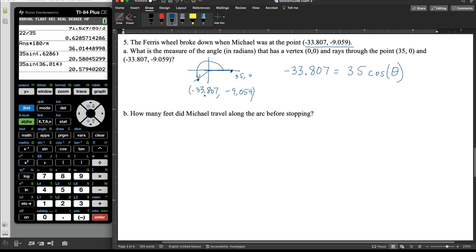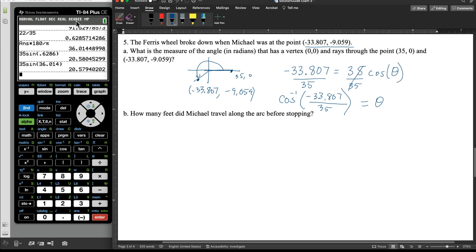And again, this is in terms of feet from the center, not just in terms of the radii. So how do we do that? Divide both sides by 35, and then we can do an inverse cosine. So we take the inverse cosine of negative 33.807 divided by 35. You could also do this with the sine, but we're going to use cosine. That's what theta is going to equal.